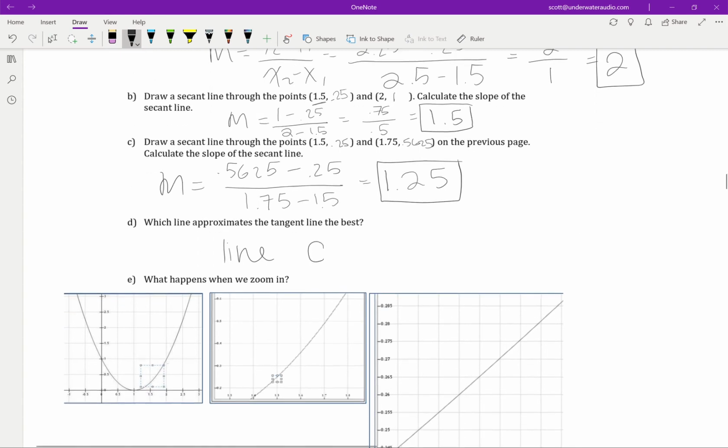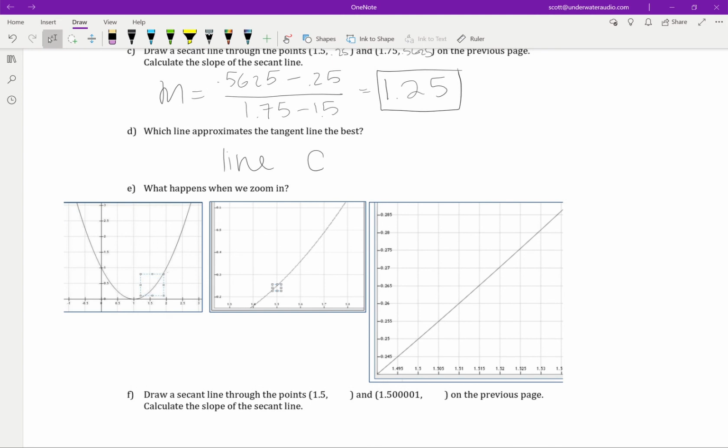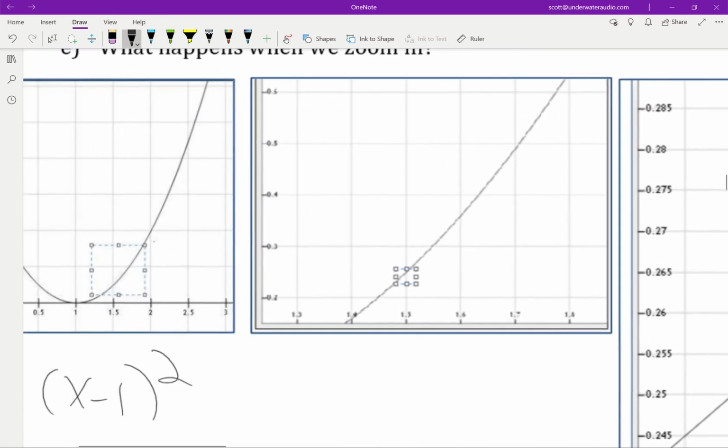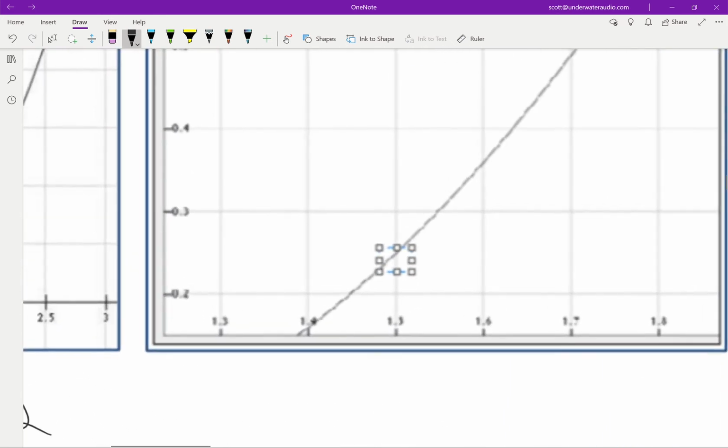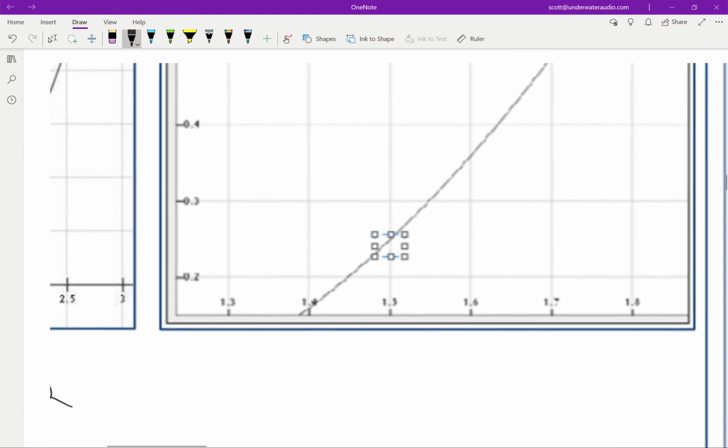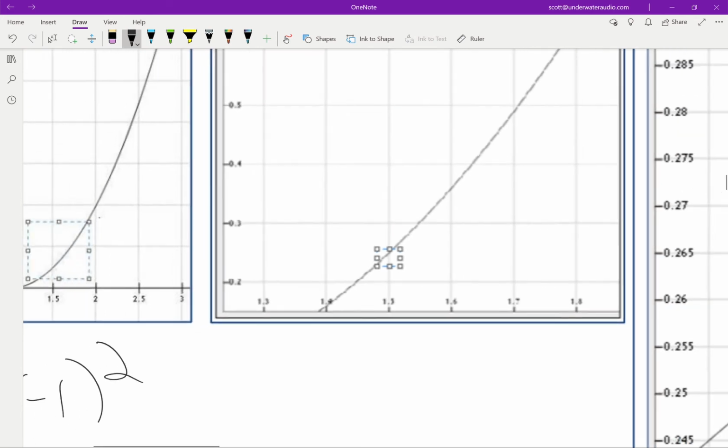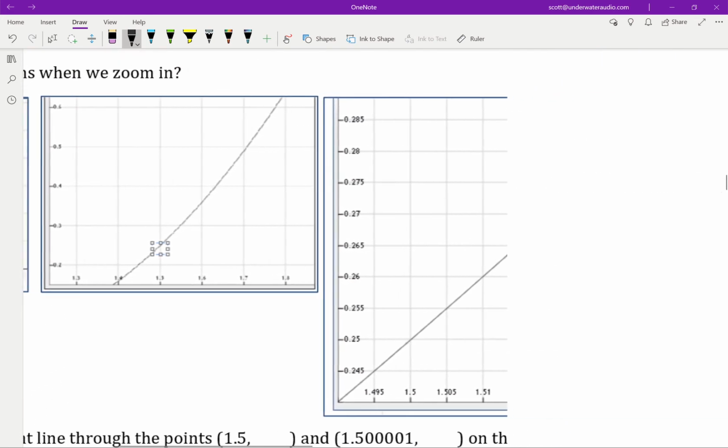Okay, so now we're going to just try zooming straight in. So this curve over here, this is the same thing. This is still x minus 1 squared. They're all x minus 1 squared. It's just like zooming in closer and closer. So zooming in. Notice, see how this is like 1.3. Oh, actually, that's 1.5. So we're zooming in on 1.5, obviously, I knew that.